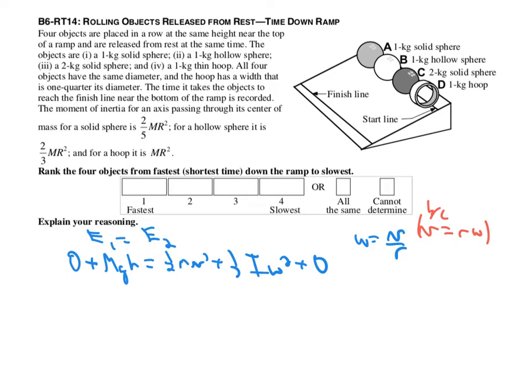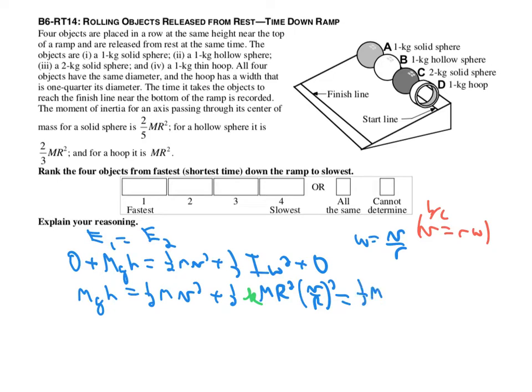And so we can look at this and say that mgh is 1/2 mv squared plus 1/2 I omega squared. But notice that every I is some constant times the mass times the radius squared, and then we have velocity over the radius squared. And so all of this will be factored in. We pull out 1/2 mv squared, and we're left with 1 plus that constant, where the constant is either 2/5, or it's 1, or it's 2/3.